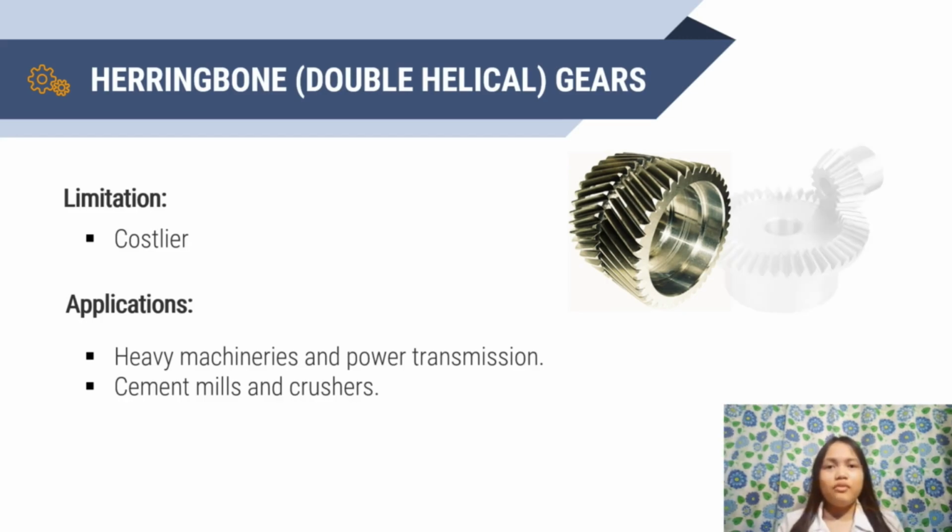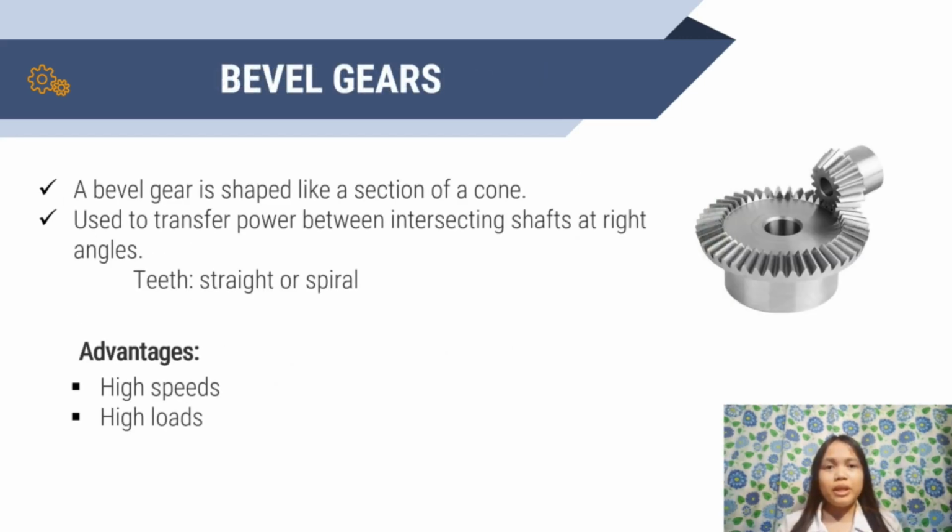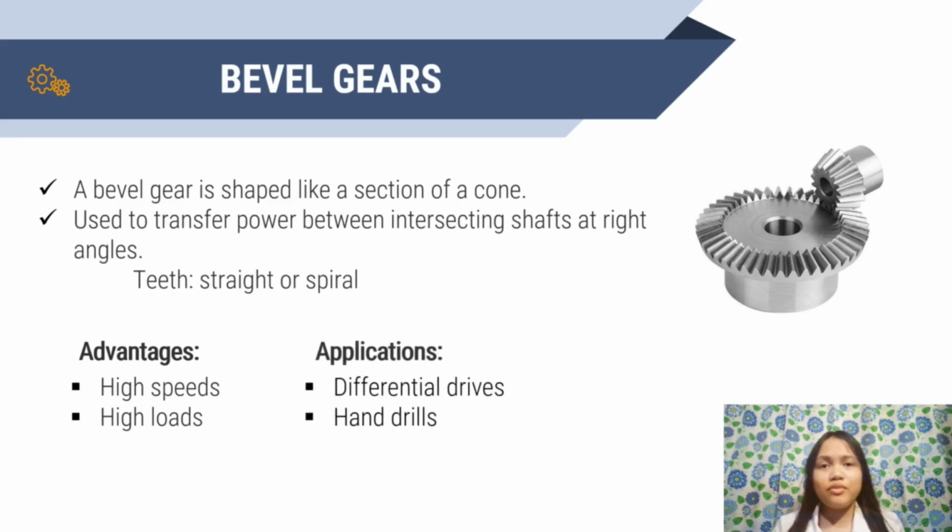Bevel gears. Bevel gears are used for transmitting power between intersecting shafts. They can operate under high speeds and high loads. The teeth of a bevel gear may be straight or spiral. Straight gear is preferred for peripheral speeds up to 1,000 feet per minute, and the ones that exceed tend to be noisy. A good example of bevel gears is seen as the main mechanism for a hand drill.